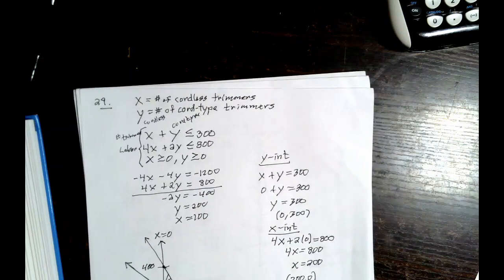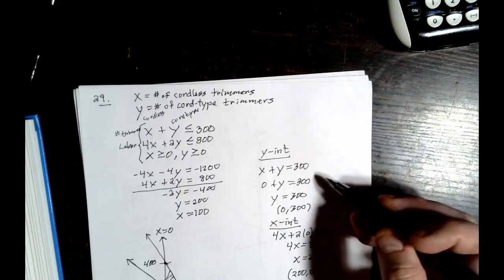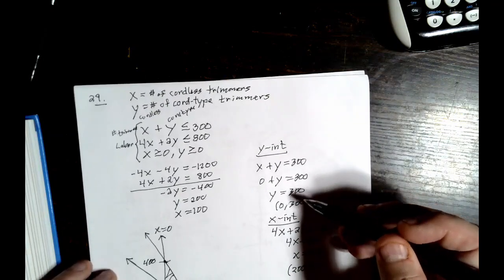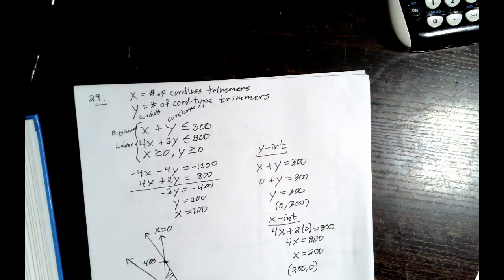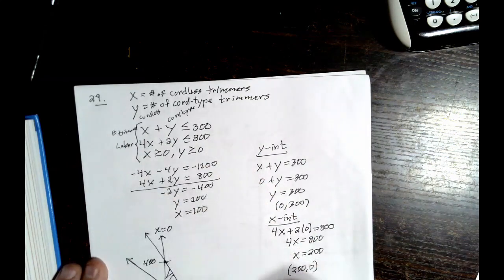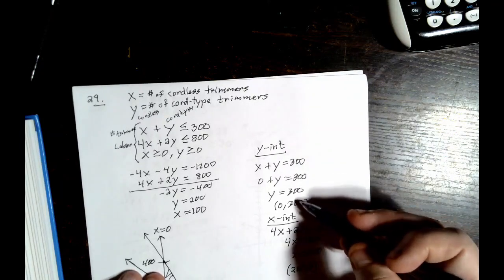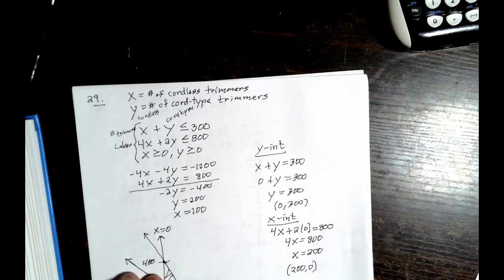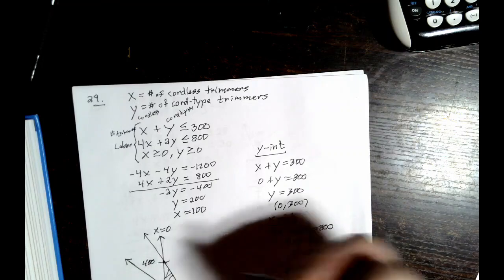Now how did I find all these points here? Well, I chose my intersections properly. This is (300, 0) and (0, 300) for these two guys right here. Connect the dots. Okay, and this one I chose x equals 0 or y equals 0, and I got (200, 0) or (0, 400).